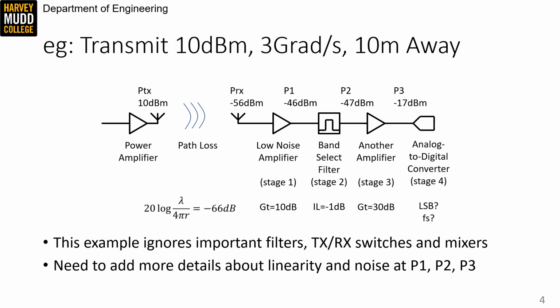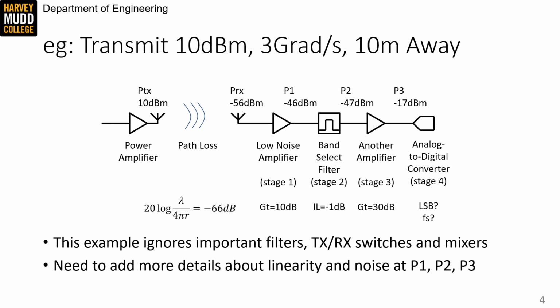There's 10 dB of gain on our first amplifier stage, which means P1 is minus 46 dBm. Then the insertion loss of a bandpass filter reduces our power to minus 47 dBm, and another amplifier gives us a final power level of minus 17 dBm at the analog to digital converter. That value is important to know.